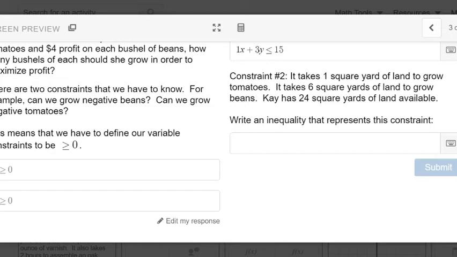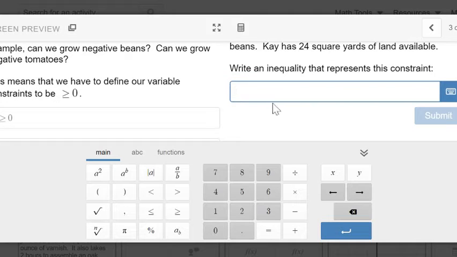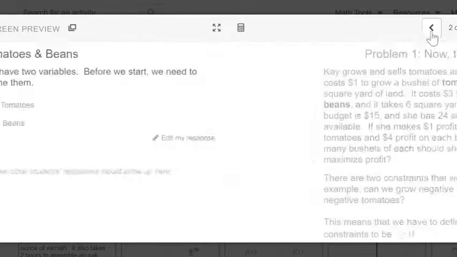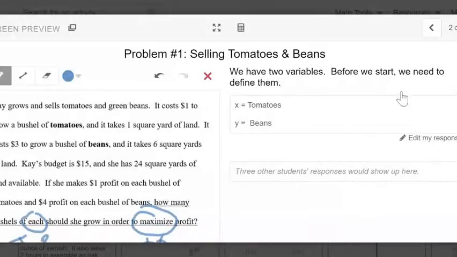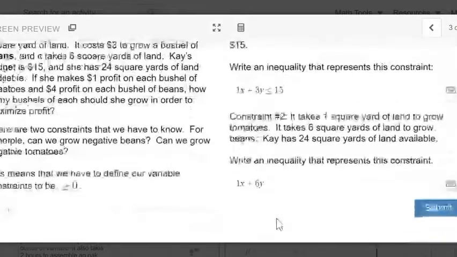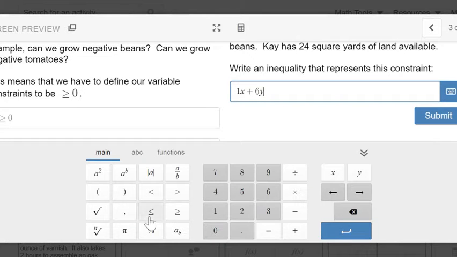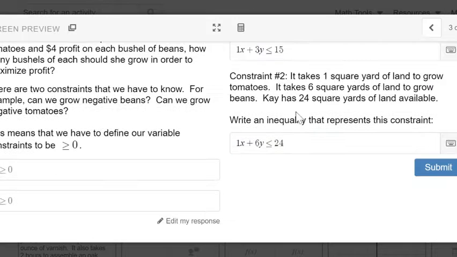So it takes 1 square yard of land to grow tomatoes. So again, tomatoes is X. I'm going to put 1x, 1 square yard for tomatoes, plus 6 square yards for beans. So again, 6y. Remember, my y is my beans. X is tomatoes, y is beans. Again, I don't want to go over this 24. I want to stay under that, so less than or equal to 24.